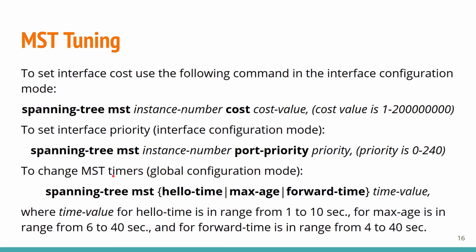And to change MST timers, use the following command in global configuration mode: spanning-tree mst. Then we have three options: hello-time, max-age, and forward-time with a time value, where the time value for hello time is in the range from 1 to 10 seconds, for max age is in the range from 6 to 40 seconds, and for forward time is in the range from 4 to 40 seconds.